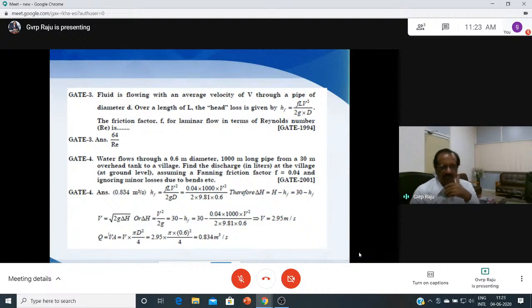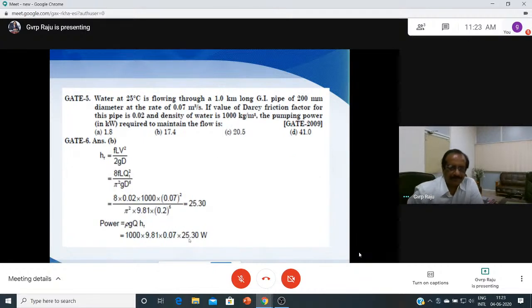So once the velocity is known, 2.95 meters per second, then multiply by the area, pi d square by 4. We have to find the discharge here. So it is 2.95 into A, which gives 0.834 meter cube per second. Discharge is area into velocity, pi into d square by 4. So this is the answer here.